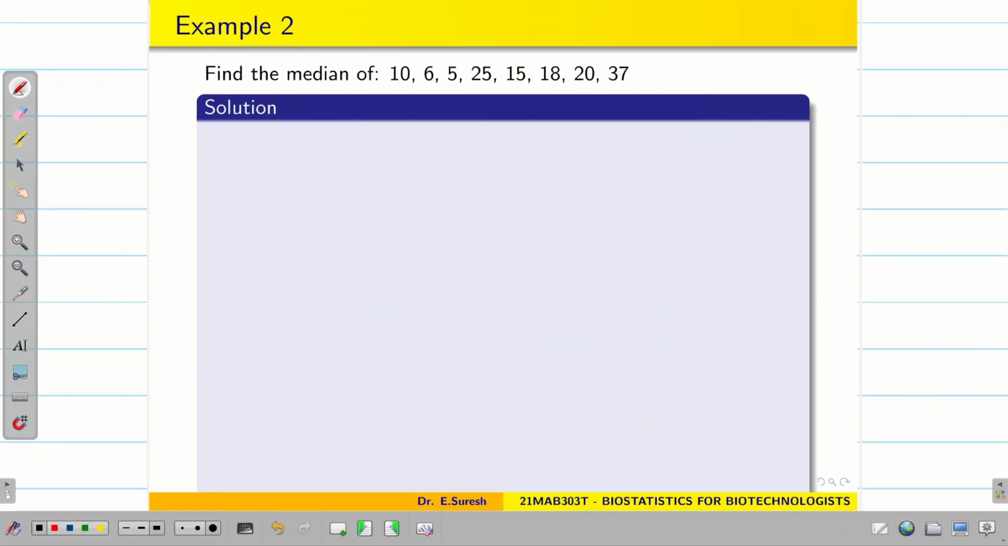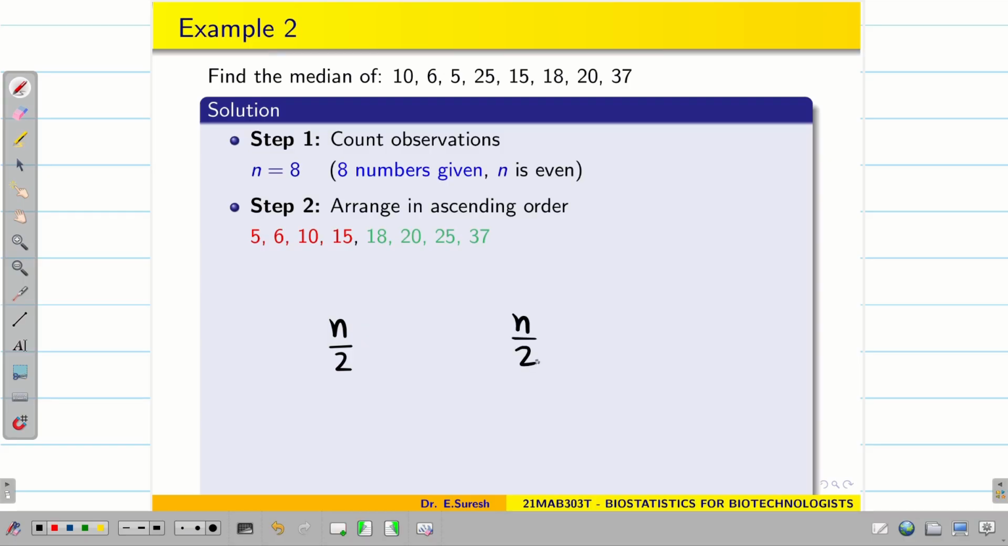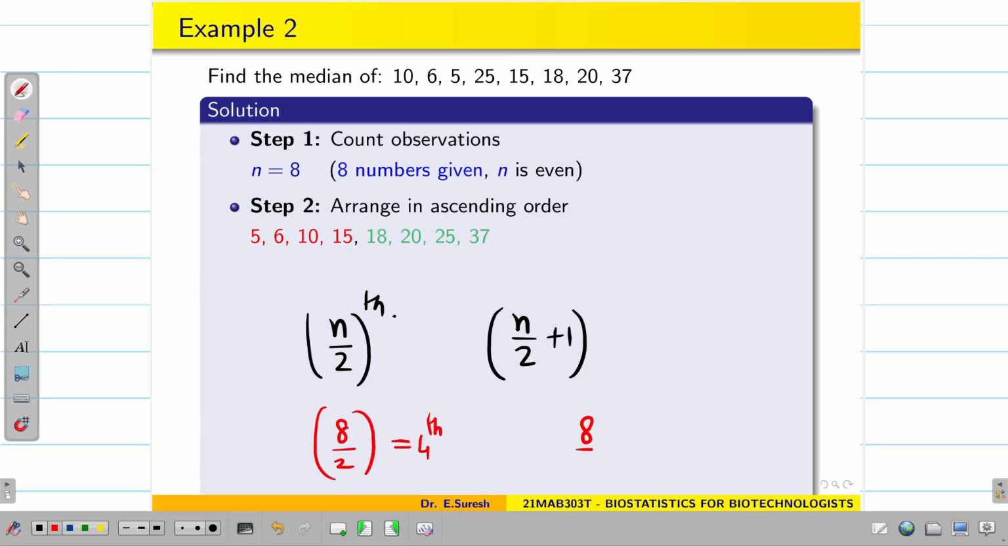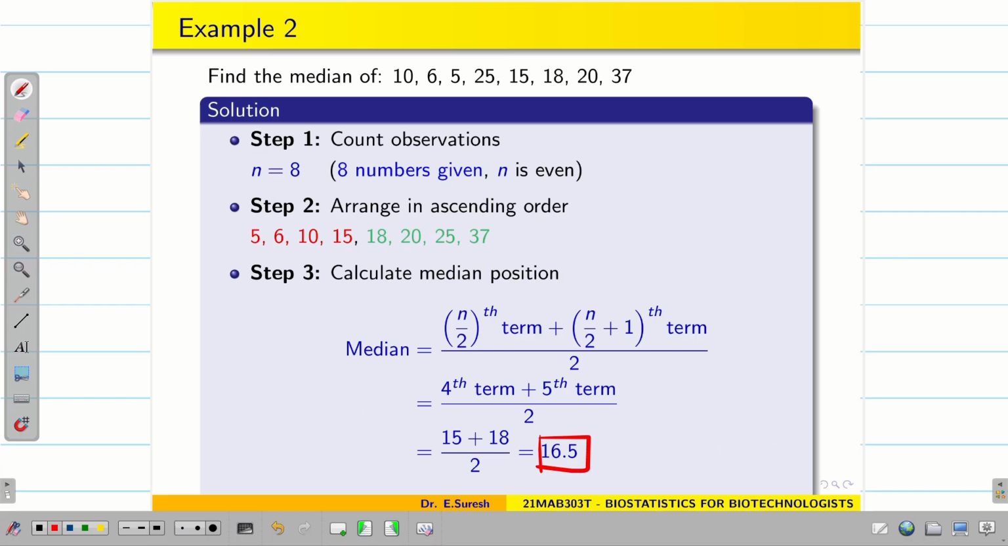Let us do one more example. Find the median of the following data. First rearrange it in ascending order. When I count the values, n is going to be 8, so it is an even number. Now we have to find the n by 2th and (n by 2 plus 1)th positions. Since my n is 8, 8 by 2 is going to be the 4th position, and similarly 8 by 2 plus 1 is 4 plus 1, that is the 5th position. Now I can see the 4th position is 15 and the 5th position is 18. So the median is going to be the average of these two, that is (15 plus 18) by 2. So the median is going to be 16.5.